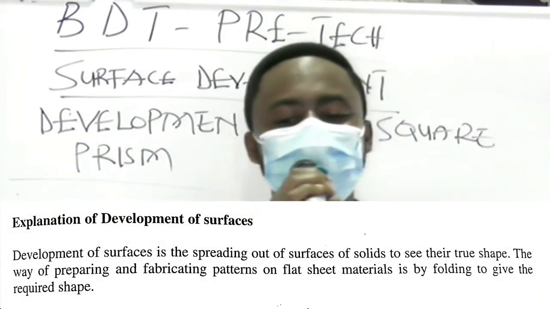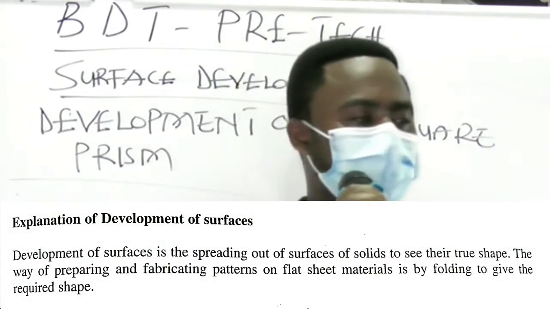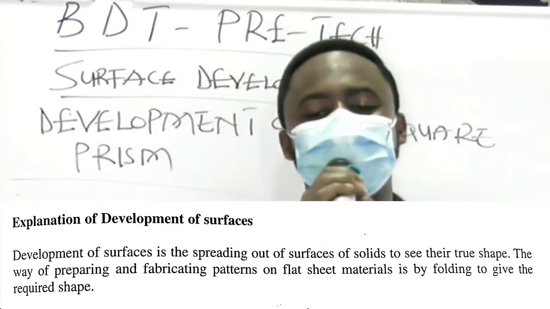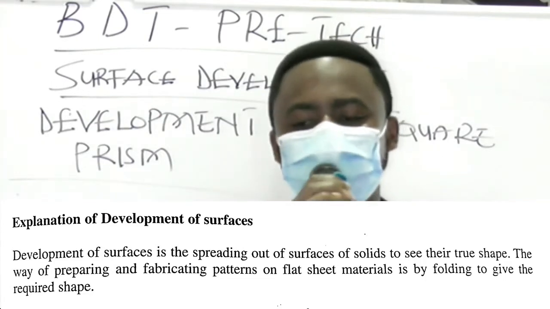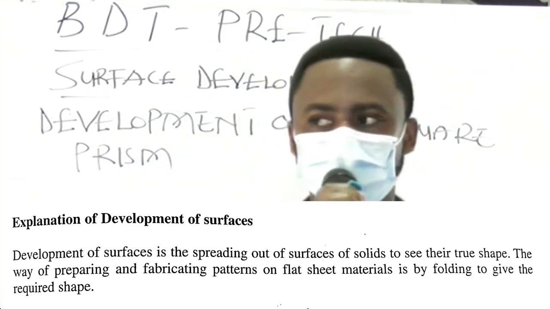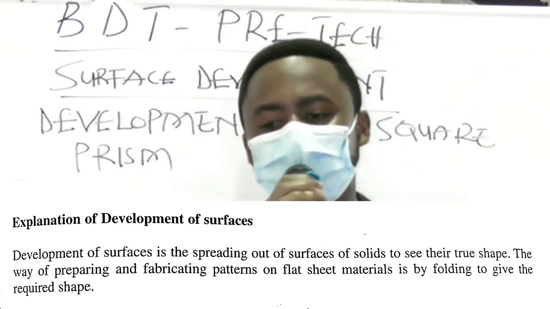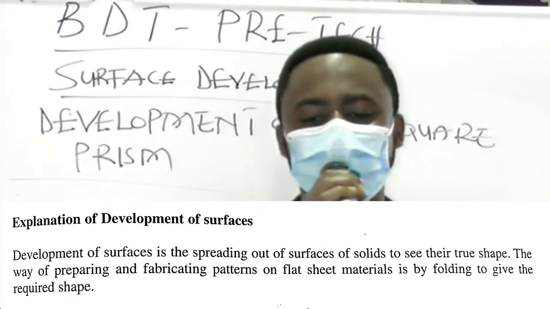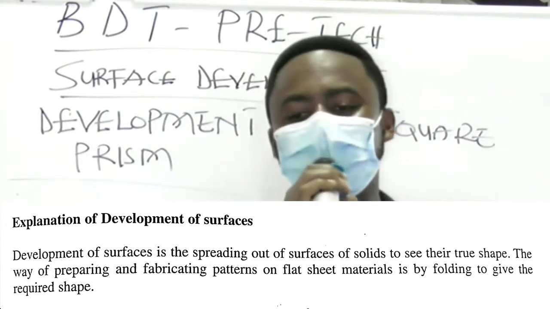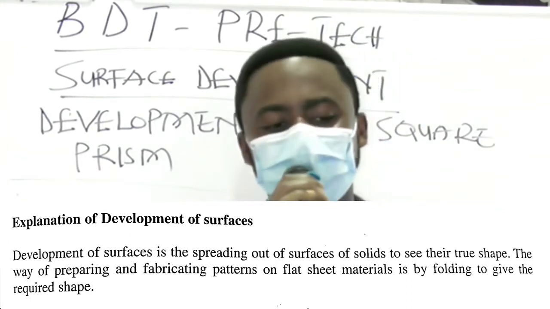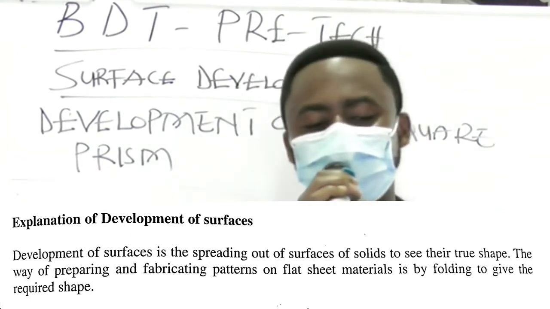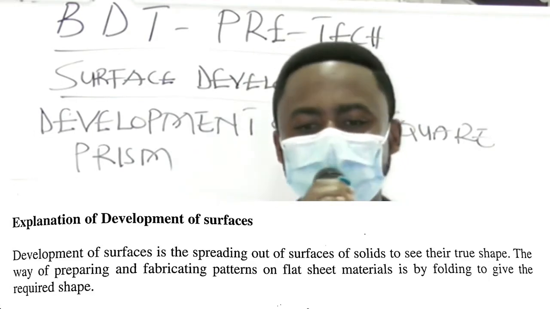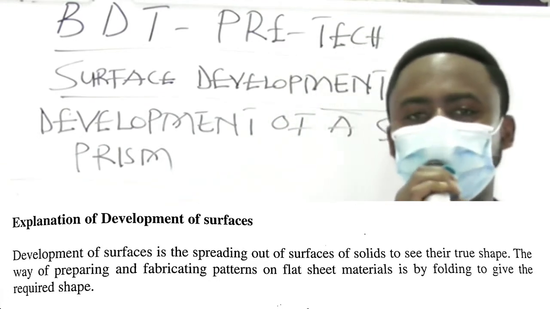Good. Now, development of surfaces is the spreading out of surfaces of solids to see their true shape. It is the way of preparing and fabricating patterns on a flat sheet material by folding to give the required shape. So development is the spreading out of surfaces of solids to see their true shape.